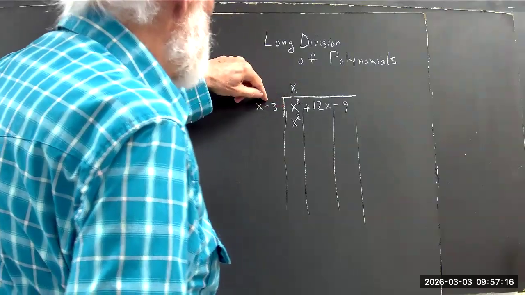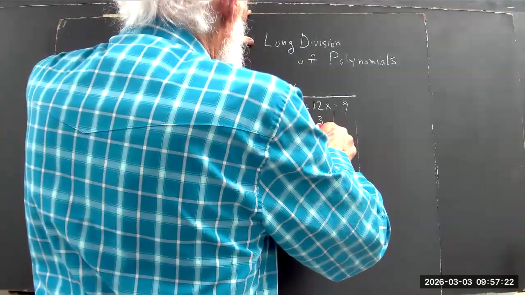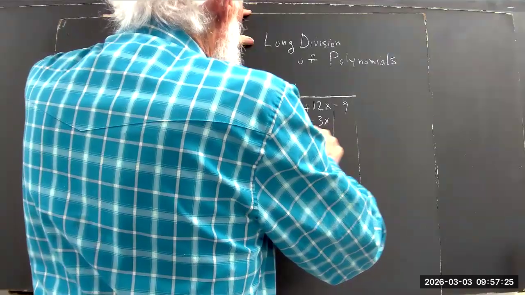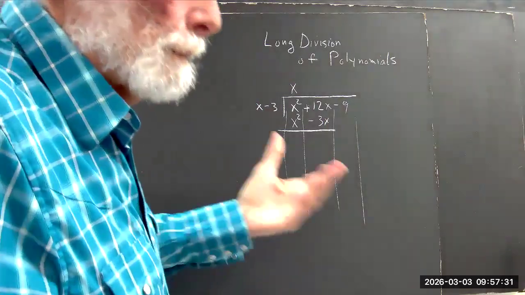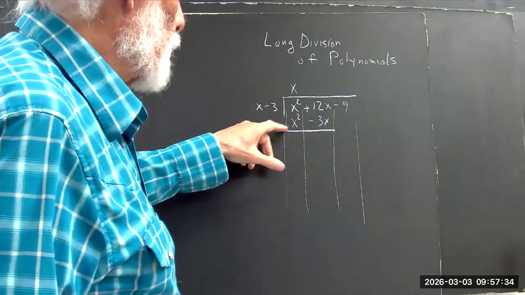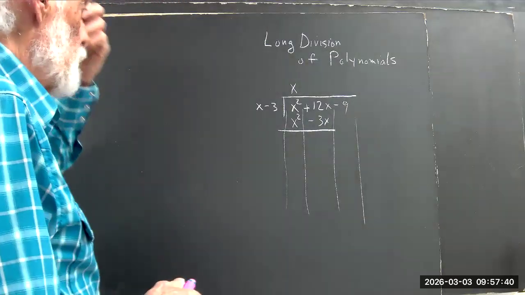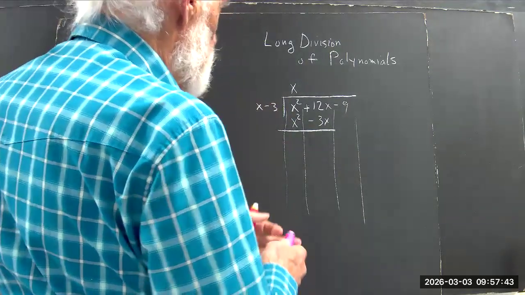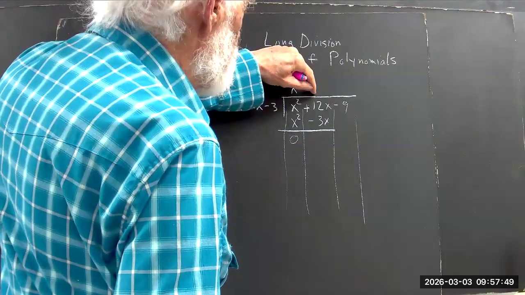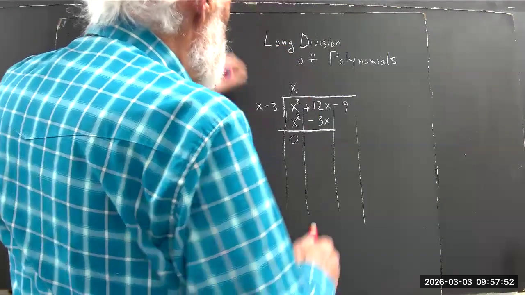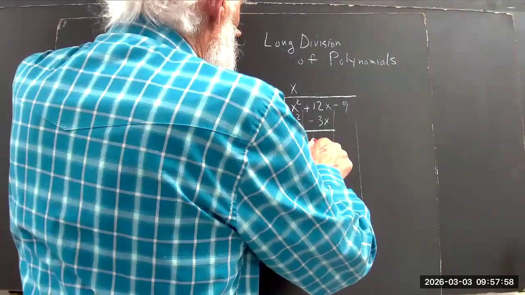And then we have to multiply x by negative 3, which gives us negative 3x. And that's going to go underneath the 12x. And draw a little line under the x squared minus 3x. And as in long division with numbers, we're going to subtract what we just got from the original polynomial. Okay, so we're going to have x squared minus x squared, which gives us, of course, 0. And we have 12x minus the negative 3x. Minus negative 3x is plus 3x. Adding that to 12x, we get 15x.